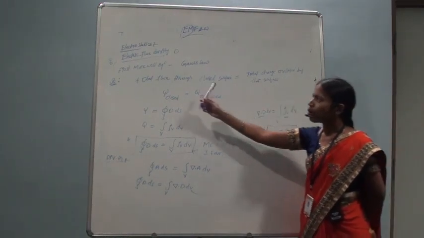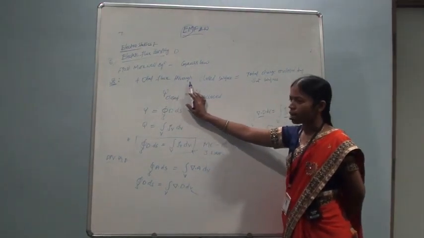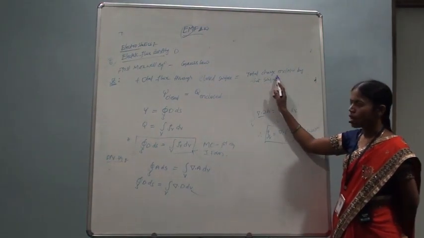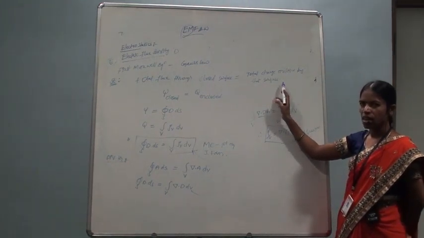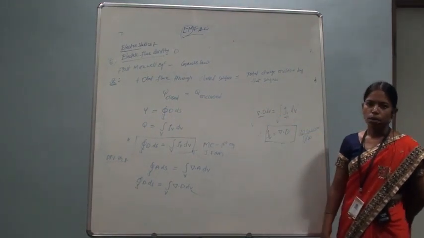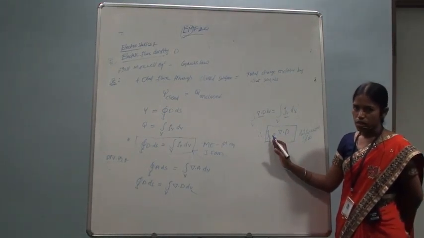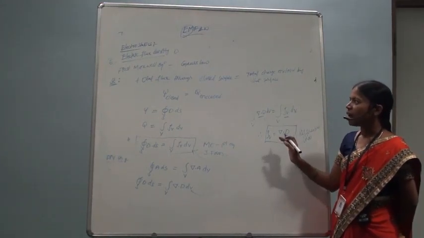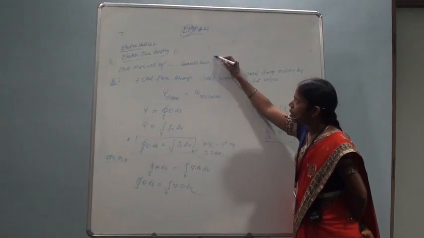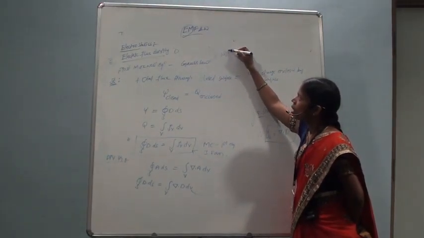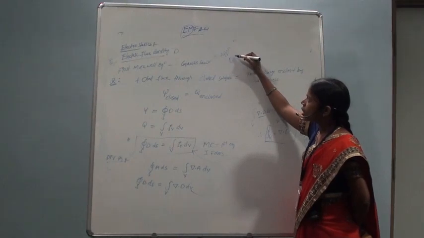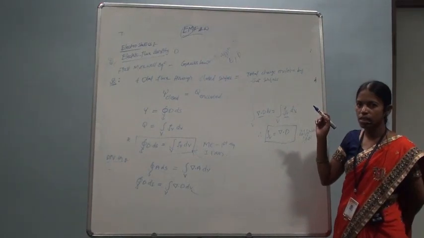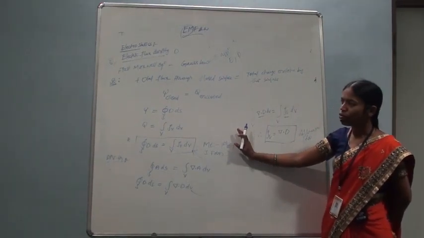I repeat that Gauss law states that the total flux through a closed surface area is equal to the total charge enclosed by that surface. The Gauss law is applicable only to symmetrical charge distributions, whereas Coulomb's law is applicable to any kind of charge distribution. Gauss law finds application in calculating the electric field strength and electric flux density of symmetrical charge distributions in an easy manner. So these are the applications of Gauss law.